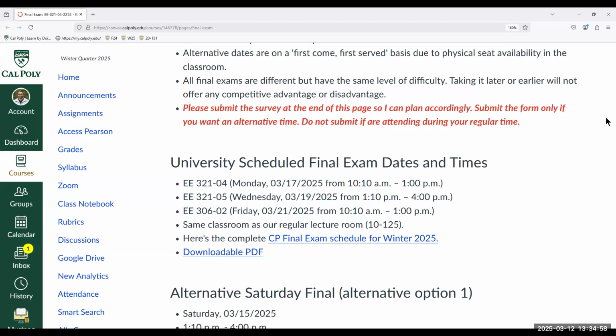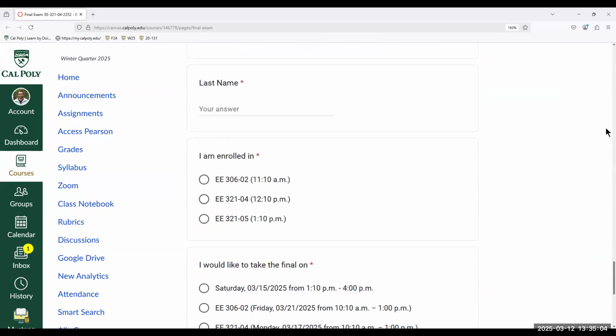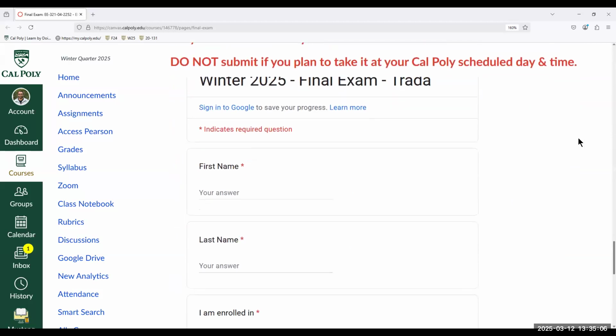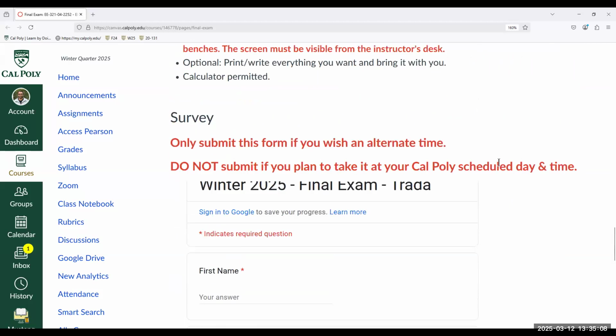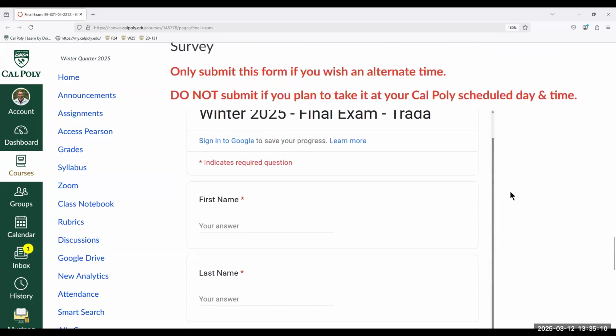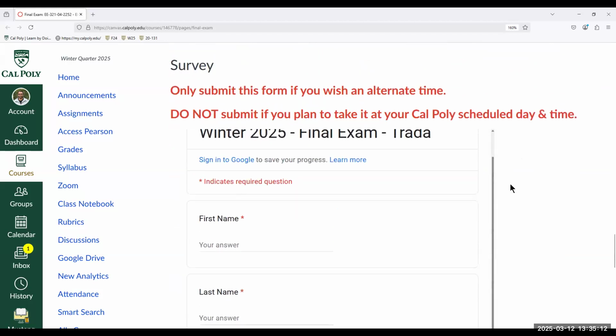If you're taking it on a Saturday or Monday or Friday, you need to let me know via this form. Several students have already submitted this form, some on the first day of class itself. Only submit this form if you wish an alternative time. If you're going to show up on a Wednesday, you don't need to submit this form. All alternative time requests for Saturday will be approved.